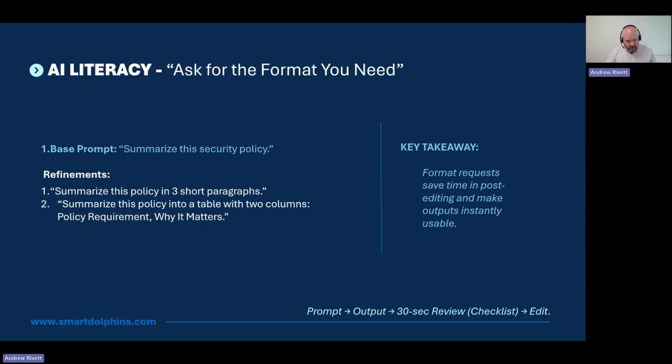The next one feels obvious and happens kind of naturally, but it is important to point out, especially if you're using a single prompt to try and generate some output: asking for a specific format. Consider the difference between saying "summarize this security policy," where it's going to make something up and you're going to get some kind of output, probably quite lengthy if you're using ChatGPT as an example, but you can refine that a bit and say, "summarize this policy in 3 short paragraphs," or "summarize this policy into a table with 2 columns: policy requirement, why it matters."